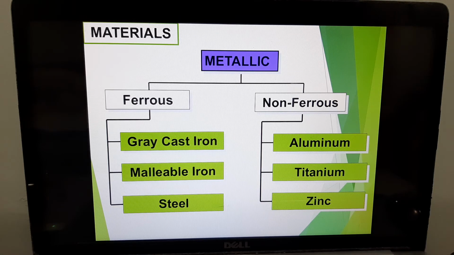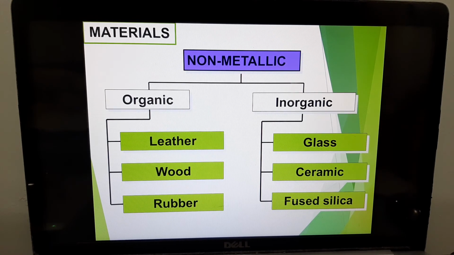Non-ferrous is any metal except iron. Examples: aluminum, titanium, zinc, copper, brass, bronze. There are many other materials in the form of metal. Then we have non-metallic, which is divided into organic and inorganic. Examples of organic materials: leather, wood, rubber. Examples of inorganic materials: glass, ceramic, fused silica.